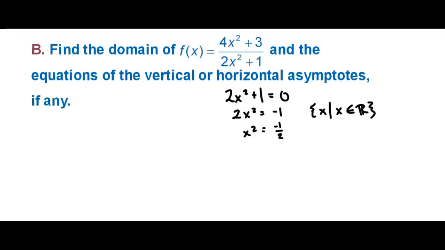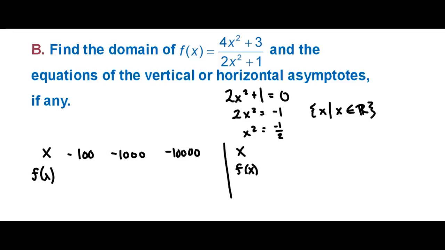So let's go ahead and investigate for the horizontal ones. I'm going to do the same thing we did before and check what happens as I approach very, very large negative numbers for my x values, and also what happens as I approach very large positive numbers. So I'll do that on this side. Let's go with negatives. We can say negative 100, negative 1,000, negative 10,000. Should give us a pretty good idea.